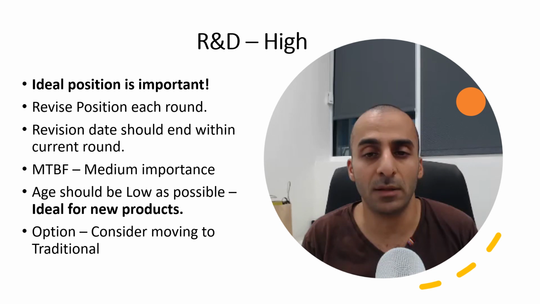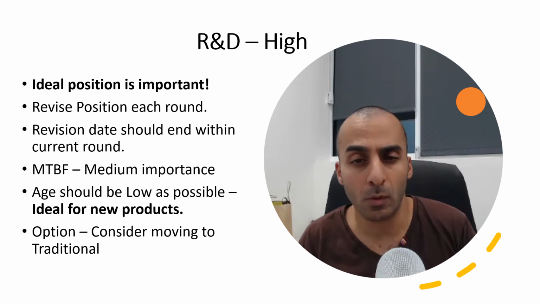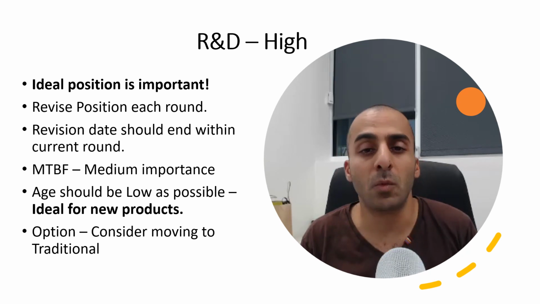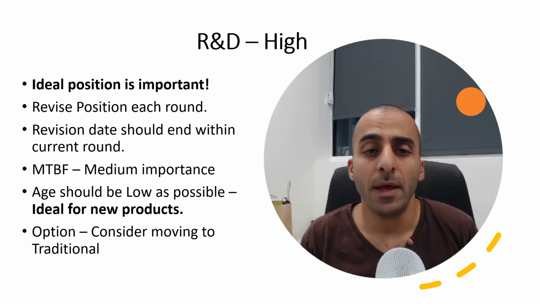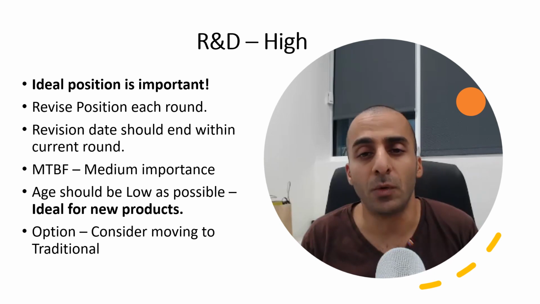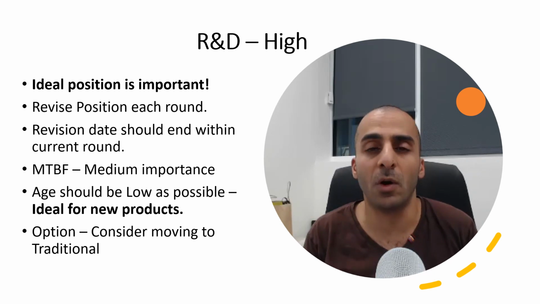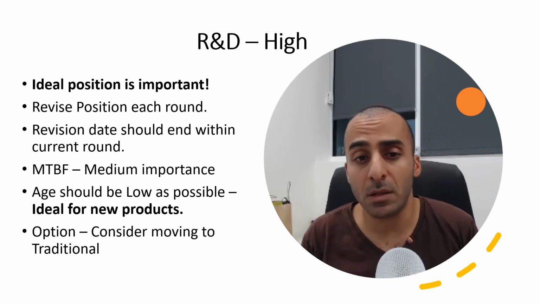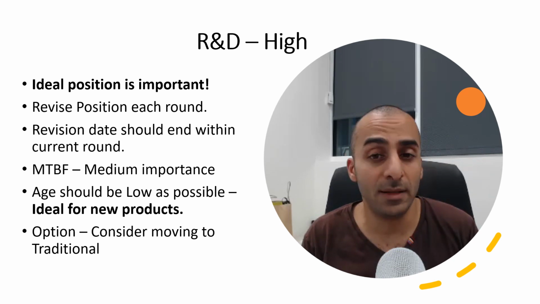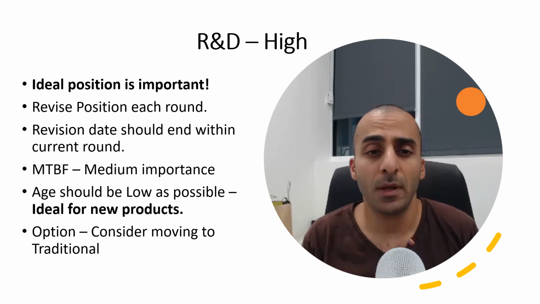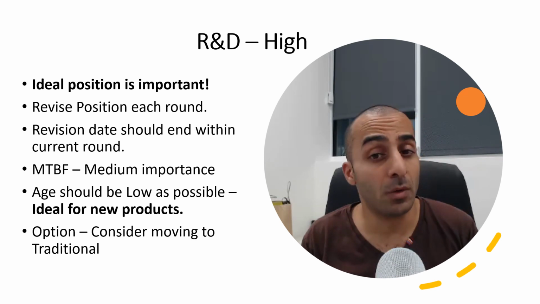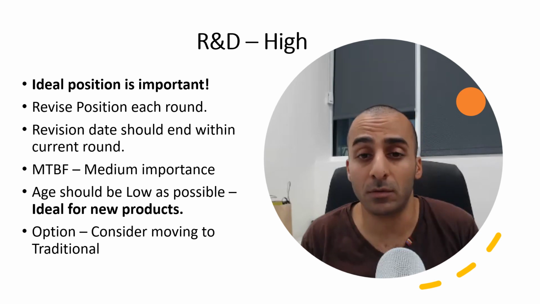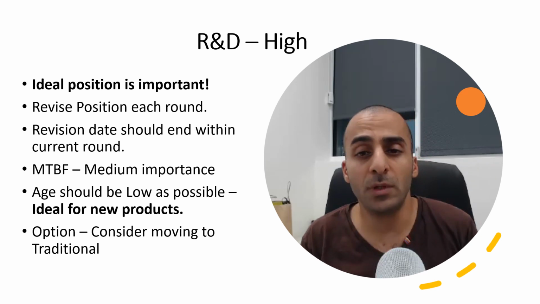MTBF is medium importance, but it is important enough for you to want to have the maximum setting that customers want. You can see the range of what customers want. The maximum is 25,000. Age should be as low as possible. You can't really control it, because either way you are going to revise the product every round. But it means that it is an ideal candidate for new products. And an option that you should consider, and also I advise it to my students, is to move it at the beginning of the game to the traditional.